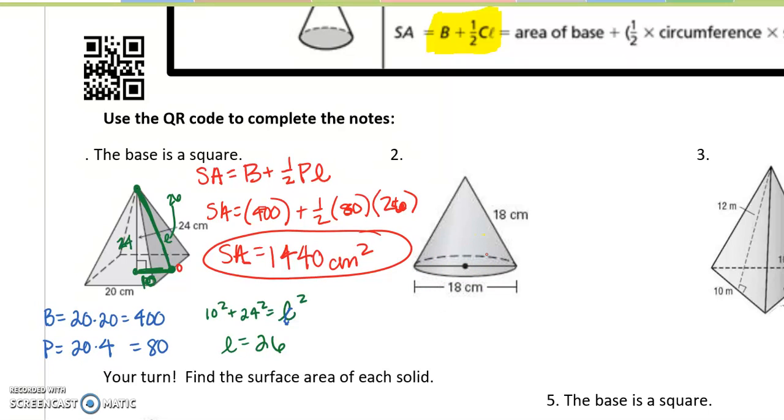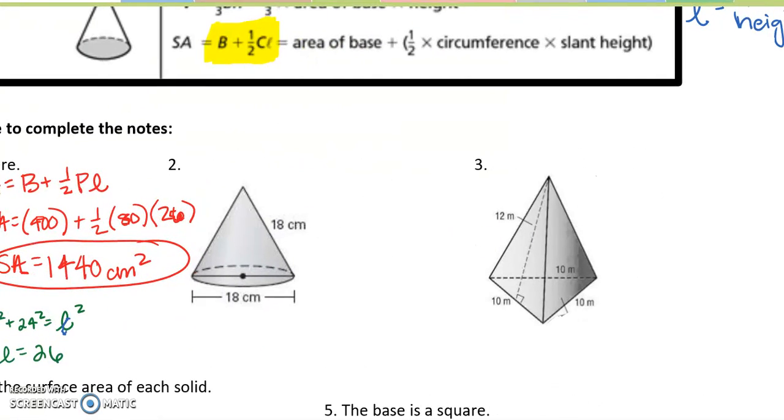Okay, let's look at the next one. Number 2 is a cone. For a cone, the formula looks very similar.